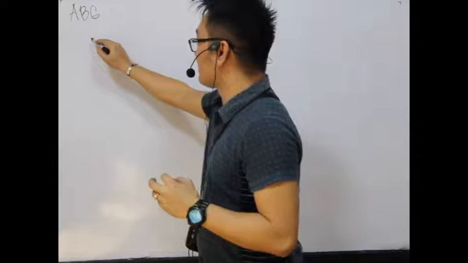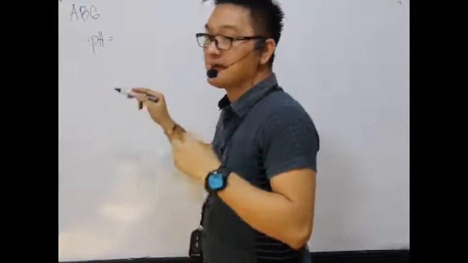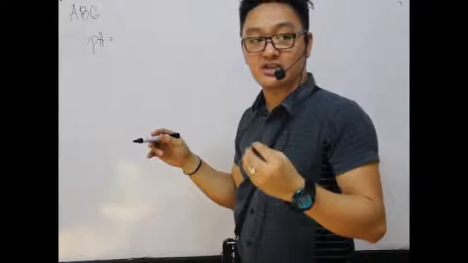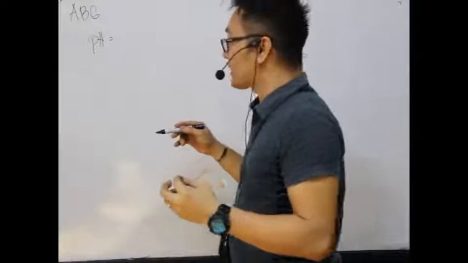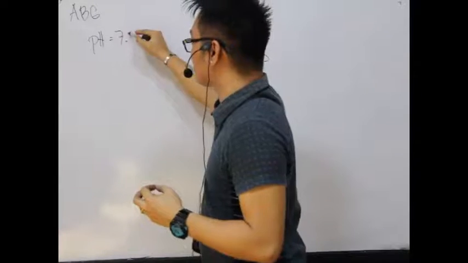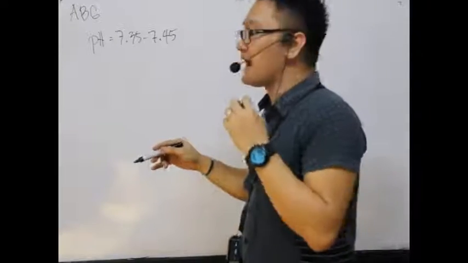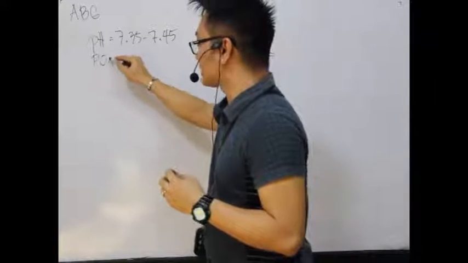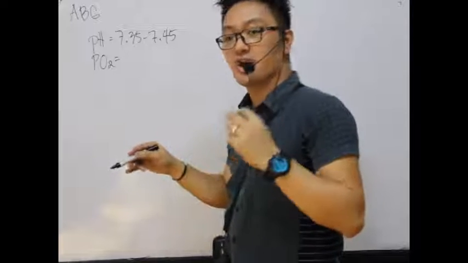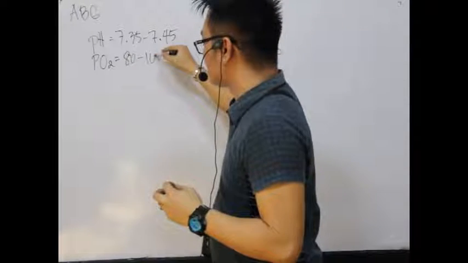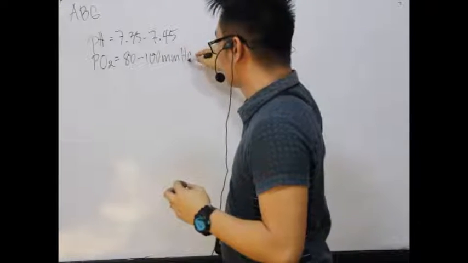Now, when I say ABG, there are certain values you need to remember. Now, what are these values? You have the pH. Remember, pH stands for potential hydrogen or power of hydrogen. The normal pH in the blood is about 7.35 to 7.45, correct? Another value you need to remember is your partial oxygen. The normal partial oxygen ranges from 80 to 100 millimeters mercury.